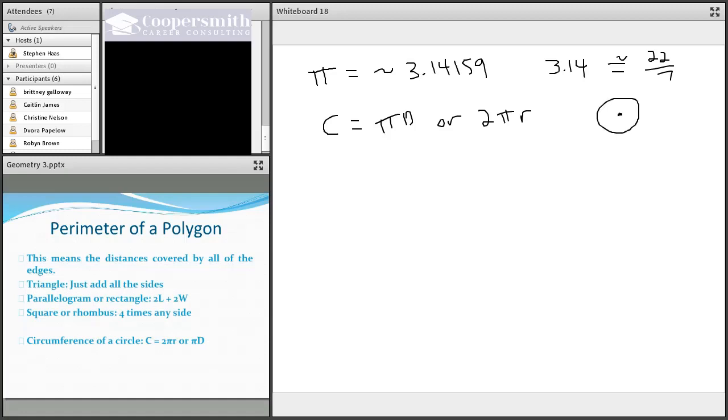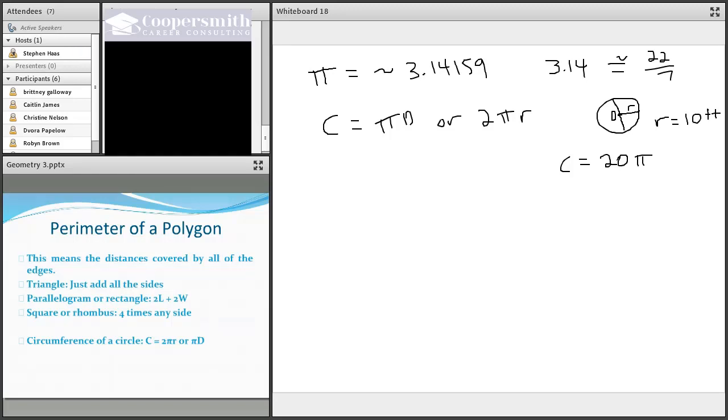So if I have a circle, the distance from the center to any side, this is the radius. The distance from one side to another through the center, that is the diameter. And of course, the diameter, by definition, is always twice the radius. So, for example, if I tell you that a radius is 10 feet, what is the circumference of this circle? Well, if the radius is 10, then 2 times the radius is 20.